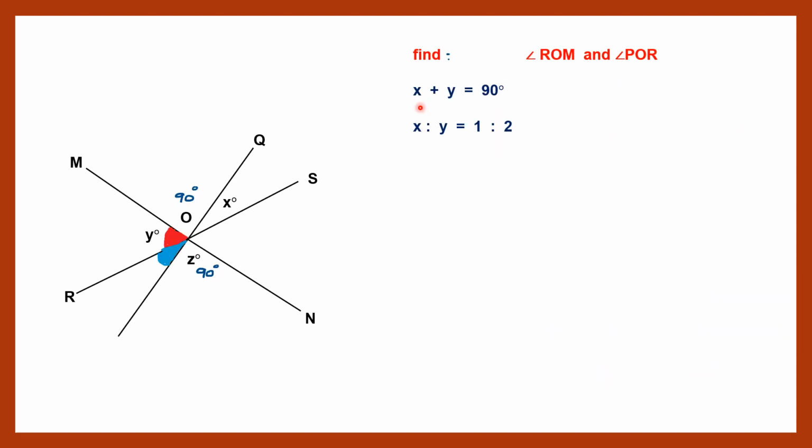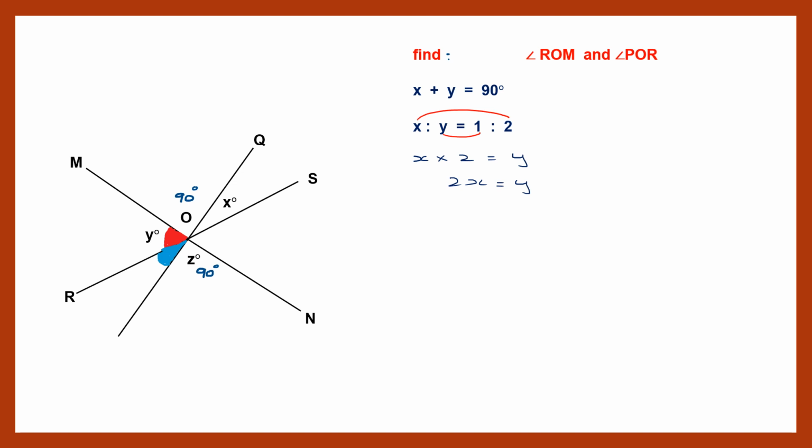So here we found out that x plus y is 90 degrees and we have been given x is to y is equal to 1 is to 2. So we can do it this way. Product of extremes is equal to product of means. We know that, isn't it? So product of extremes is x into 2. X into 2 is equal to y, or x into 2 is 2x. 2x is equal to y.